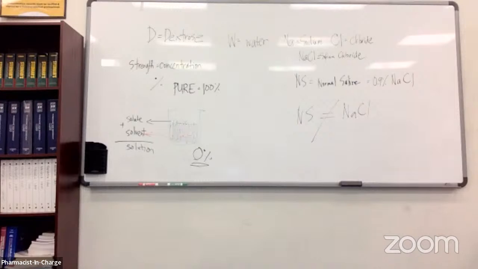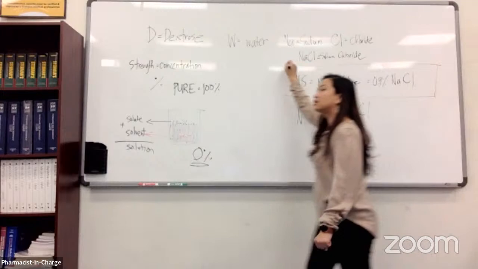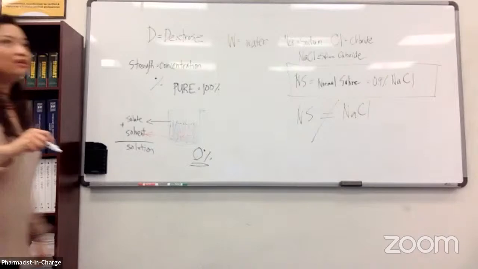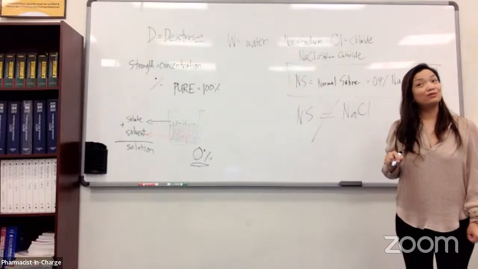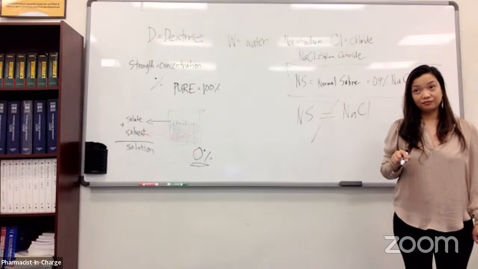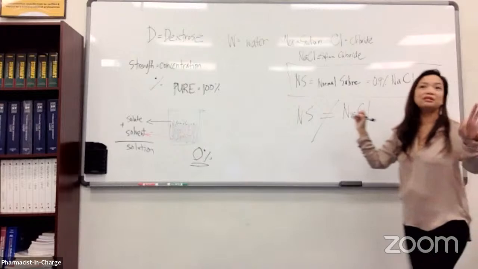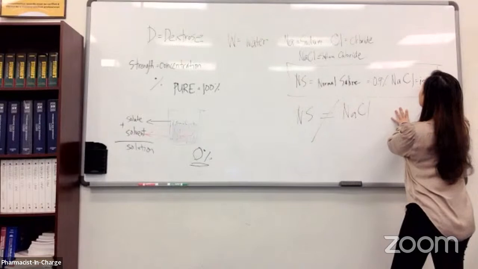Because a normal saline, no matter what, will always be equivalent to 0.9% sodium chloride. Follow? So don't tell me NS is sodium chloride. There's a big difference. There's a really big difference. You gotta remember, when it's normal saline, these three terminologies come up on the PTCE as a question. This means that it is isotonic. Same tonicity as the blood.